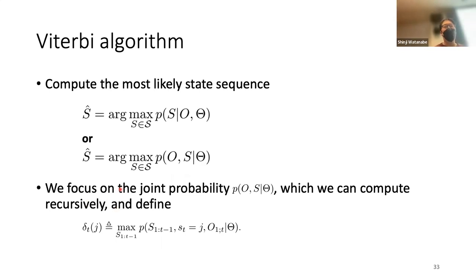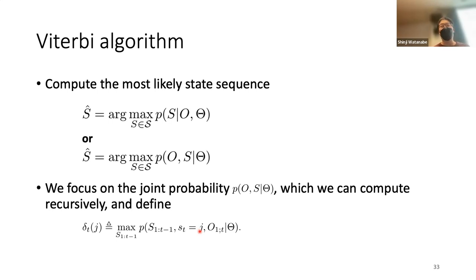And to do that, the Viterbi algorithm is defined to solve this operation. The joint probability of observation and the state, and try to get the highest state sequence among this joint probability. By the way, this one is equivalent. And to do that, we introduce the function delta t. This is the state subsequence from 1 to t minus 1, and then the state at t, st equals j. So this is the Viterbi delta function.